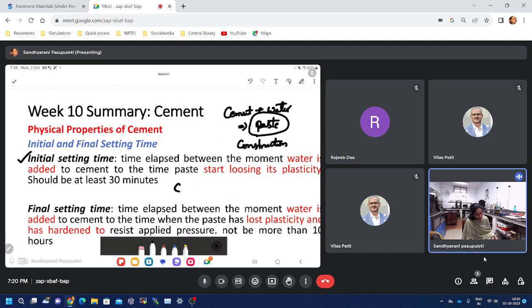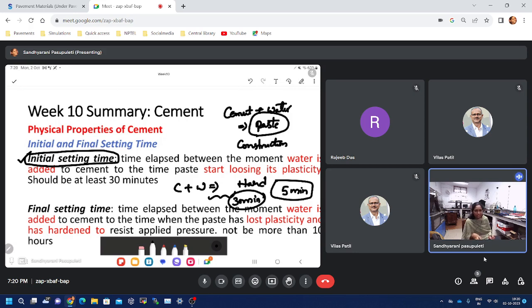So I have added water to the cement, but slowly from this plastic state it will become hard. There must be, let us say, some 30 minutes of time. That means within these 30 minutes you have to use this concrete and do whatever construction you wanted to. Let us say if only 5 minutes are available, within 5 minutes it will become hard, which is very difficult for us to use. That time is called the initial setting time. And let us say in 5 minutes it has started becoming hard, but not yet very hard like a stone.